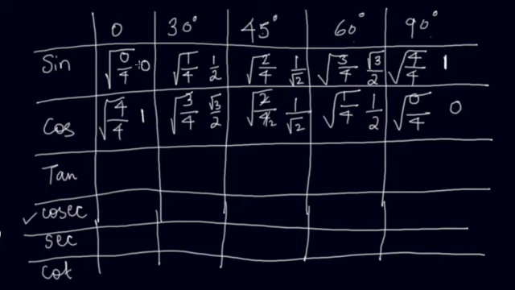So if you carefully observe, the value of sine 0 is 0, the value of sine 30 is half, the value of sine 45 is 1 by root 2, the value of sine 60 is root 3 by 2 and the value of sine 90 is 1.